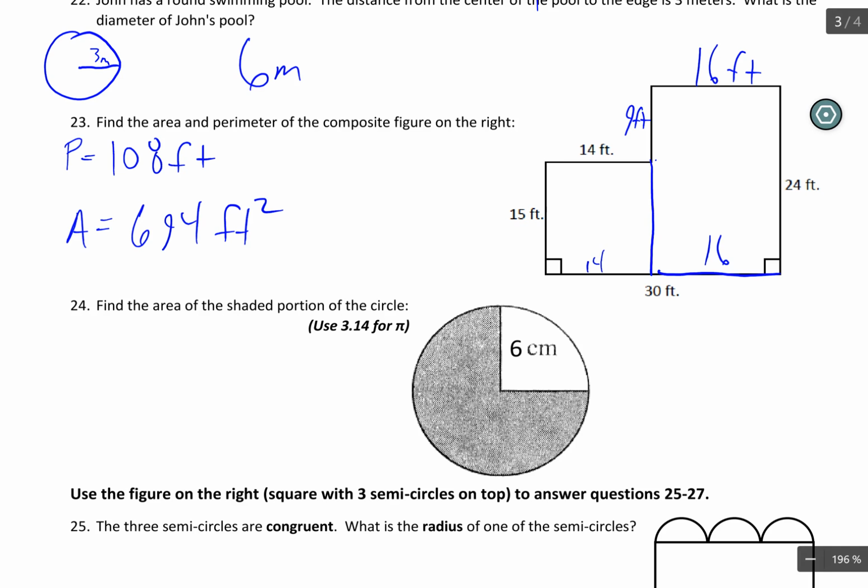Hold on, that's not right. That looks like a 594. There we go. 594 feet squared.